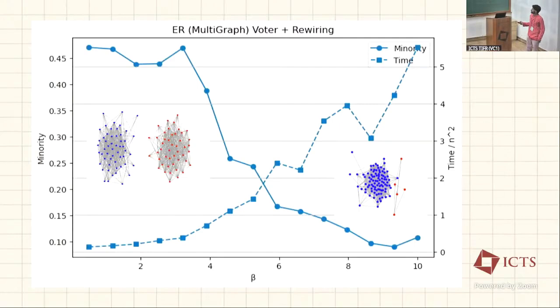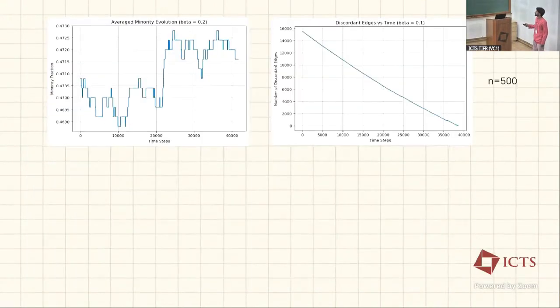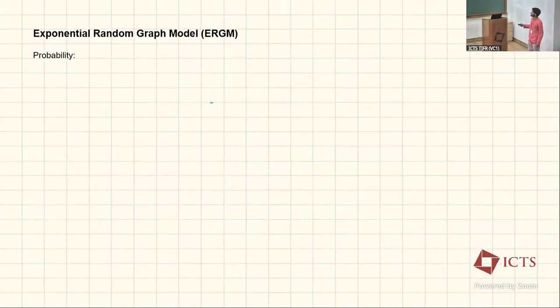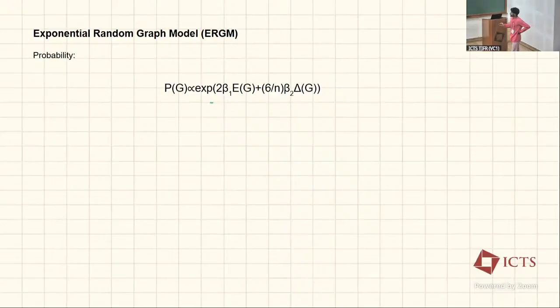So I'll be continuing with the same sort of results for the ERGM. We have seen the results on the ER dense graph, so we believe we get similar results in this ERGM model. This is our model, this is our probability distribution, which Elena already described in her first lecture.